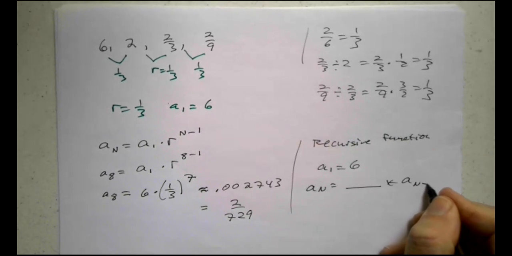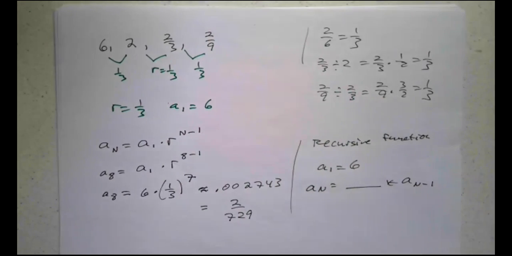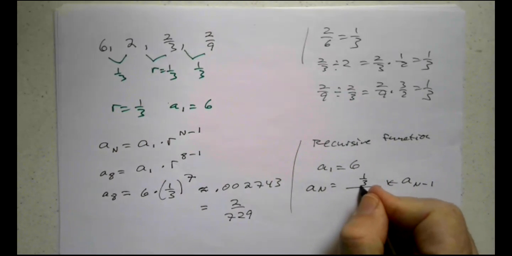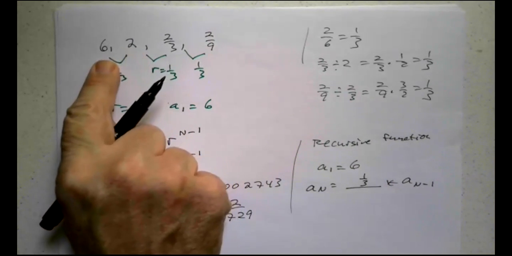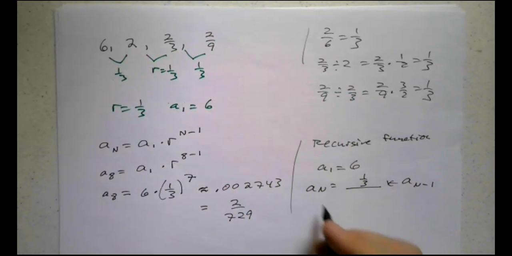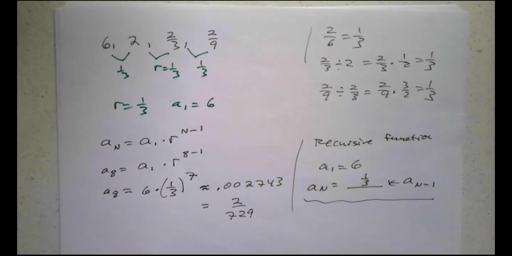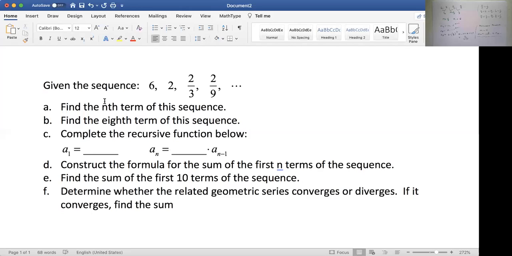Well, what did we say? We said the common ratio was 1/3. So the next term is 1/3 times the previous term. 2 is 1/3 of 6. 2/3 is 1/3 of 2. So my recursive function tells me a sub n will be 1/3 times a sub n minus 1. What else does it want me to answer?